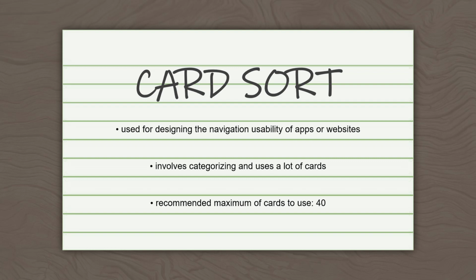Career Foundry recommended that the number of cards shouldn't exceed 40, otherwise, it could exhaust your participants, and that could affect their way of sorting the cards. So, if you think that your digital product has more than 40 contents or features, then you could break them into smaller chunks, like focus on one page at a time.